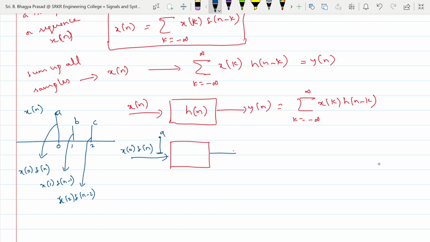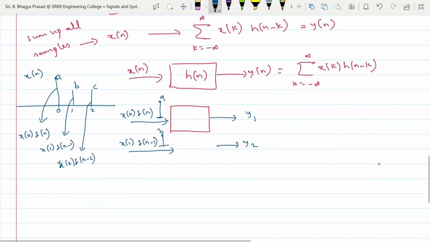Okay, for this we are getting a particular output, let it be y1. Now again I am giving another input, x1 δ[n-1], which is an impulse B, so we get an output y2. Next, another input x2 δ[n-2], which has the value C, getting an output y3.